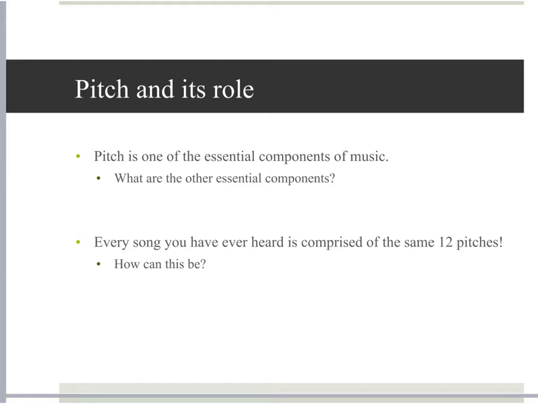Now, can we have music without pitch? That's arguable. I would argue yes, because I think rhythm is above all the most important of the elements. But other people would say no, but I would ask them, what about percussionists? There are percussionists out here that perform without any other sort of pitched instruments. So, there you go. But by and large, pitch is very important.